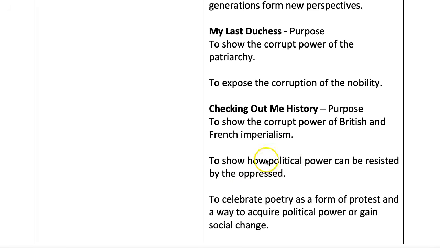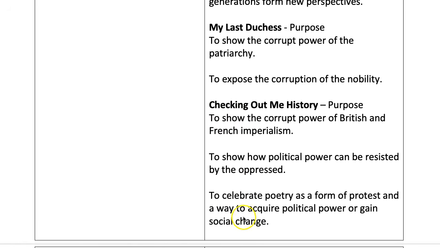In this case, it's the narrator of the poem, or the main protagonist, and it's the same in London, where it's the protagonist who wanders freely in comparison to everybody else who doesn't. And it's also to celebrate poetry as a form of protest and a way to acquire political power or gain social change. They're both about that. And there are also strong links in terms of the structure. Both are partly written in a kind of nursery rhyme, childlike structure. So this is my second favourite way to compare it.